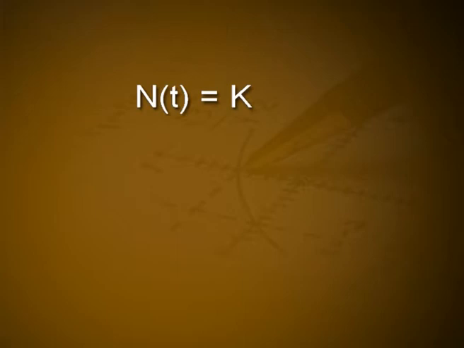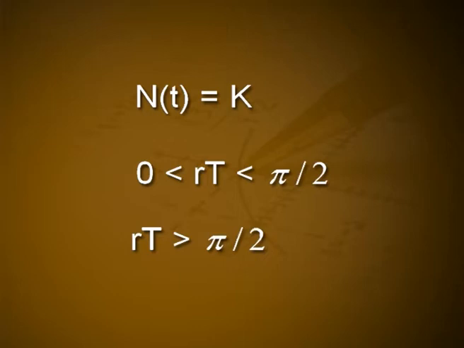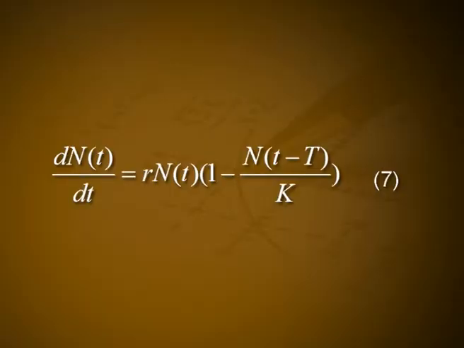Returning now to dimensional quantities, we thus have the steady state N of t equal to K is stable if 0 less than RT less than pi by 2 and unstable for RT greater than pi by 2. In the latter case, we expect the solution to exhibit stable limit cycle behavior. The critical value RT equal to pi by 2 is the bifurcation value, that is the value of the parameter RT here, where the character of the solutions of equation 7 changes abruptly, or bifurcates, from a stable steady state to a time varying solution.